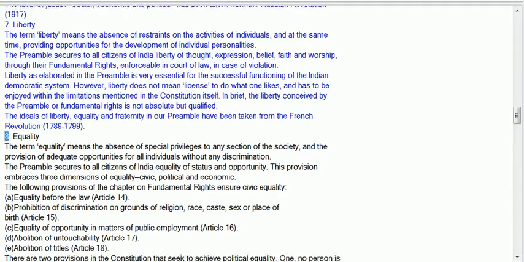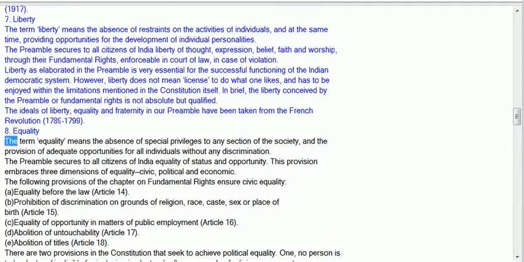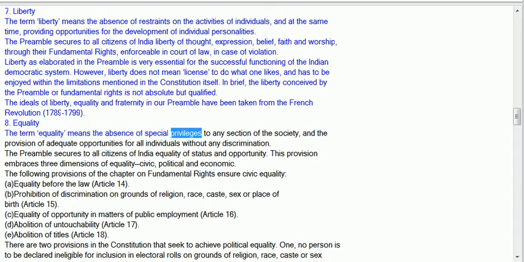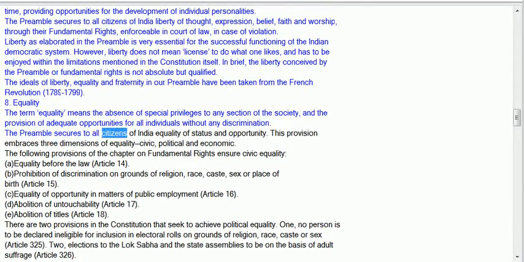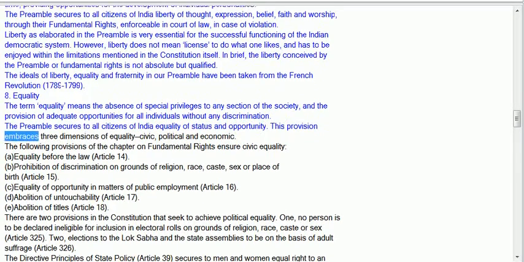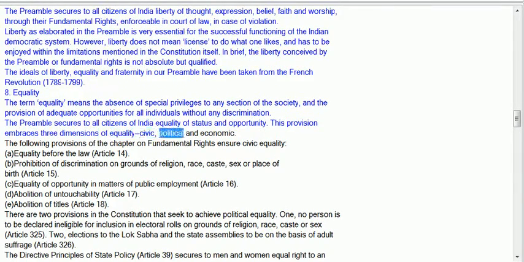1789-1799. 8. Equality. The term equality means the absence of special privileges to any section of the society, and the provision of adequate opportunities for all individuals without any discrimination. The preamble secures to all citizens of India equality of status and opportunity. This provision embraces 3 dimensions of equality: civic, political, and economic.